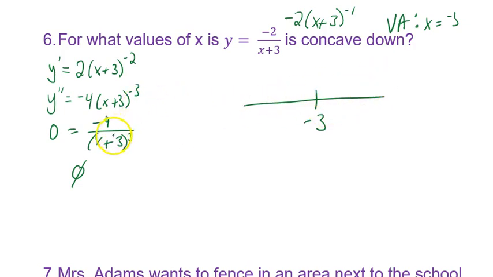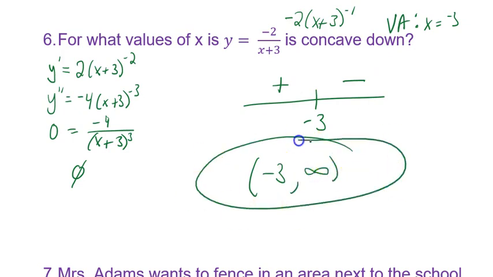So if I plug in something like negative 4, negative 4 plus 3 would be a negative 1, cubed would be a negative 1, and a negative over a negative would be a positive. If I plugged in something on the right side like 0, I'm going to get a negative number, negative 4 over 9, so that would be a negative number overall. So this graph would be concave down from negative 3 to infinity.